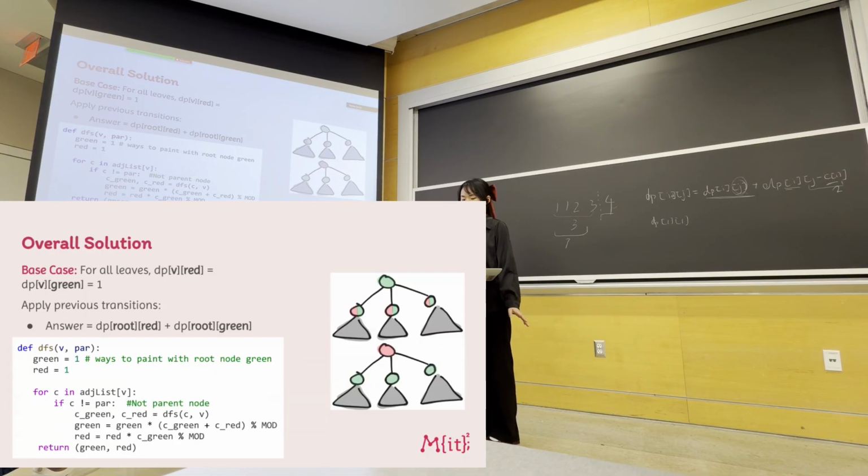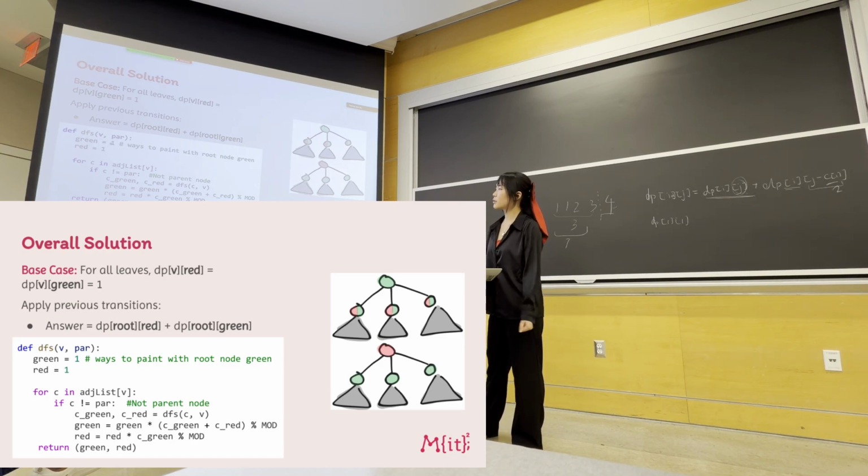So our overall solution: note that for our base case, we start at the leaves. DP[V][red] would equal DP[V][green] equal 1, because the subtree only has itself in it. So it's just one way to color it red and one way to color it green. Then for each transition, we can apply all previous transitions to get our final answer. The total number of ways to color the tree would just be your DP[root][red] and your DP[root][green] added together. And based on this, it does need a bit of recursion, as we can see here.